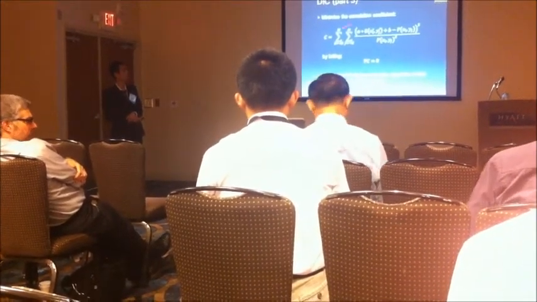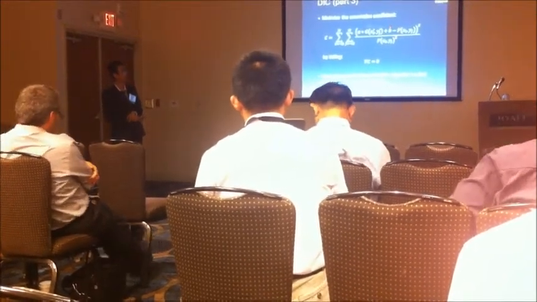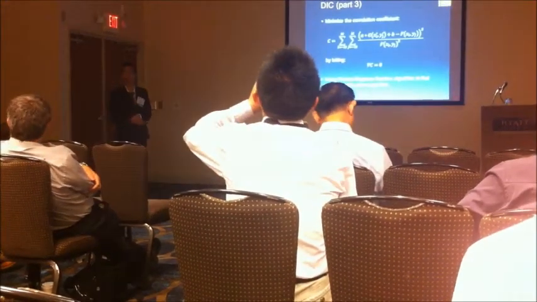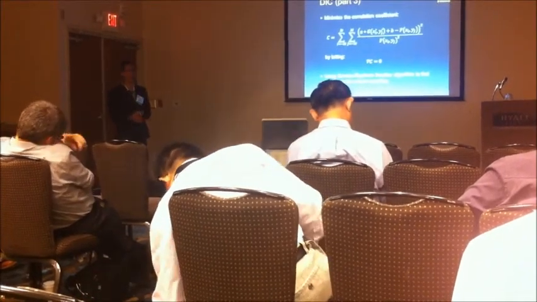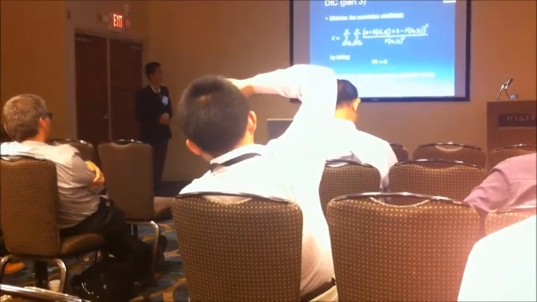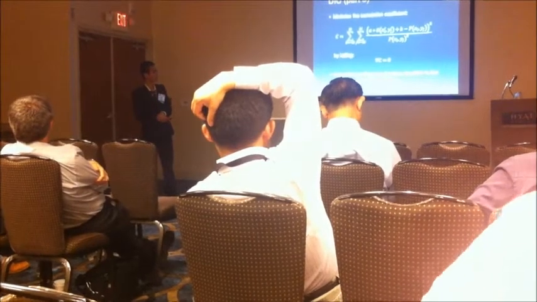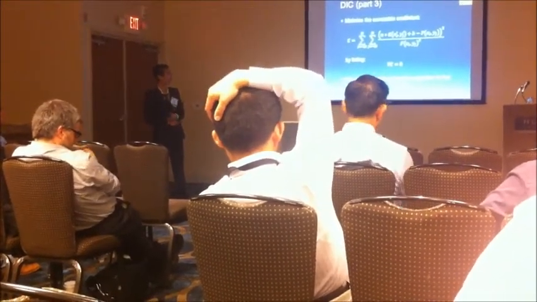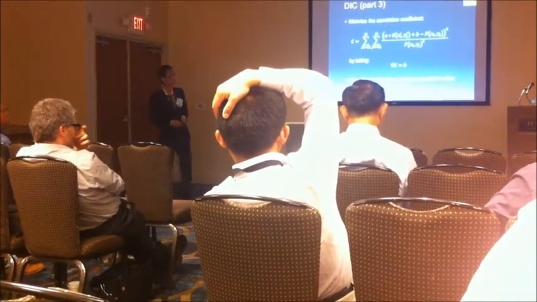So we want to solve the 6 parameters in the previous slide together with these 2 to minimize this correlation coefficient. And we're solving that by letting the gradient equal to 0. So it's a simple mathematical problem. But then, because of this, we use the Newton-Raphson iterative algorithm to find the solution for the above equation.